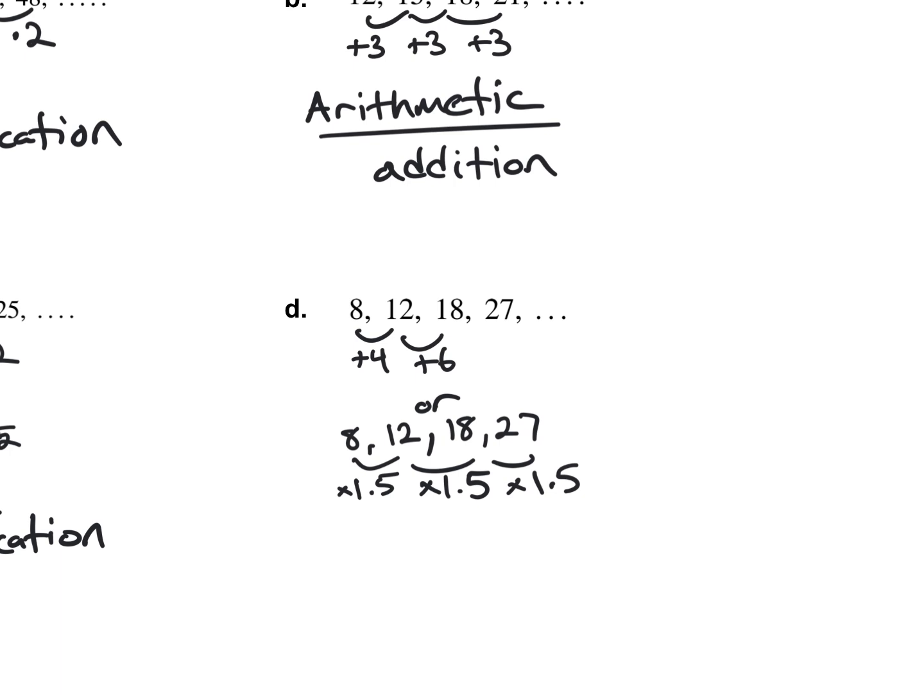And so because we know we're multiplying, this again means we have a geometric sequence. So let's write geometric, put a line underneath it, and then make sure we write that we are multiplying. And that is why we know it is geometric.